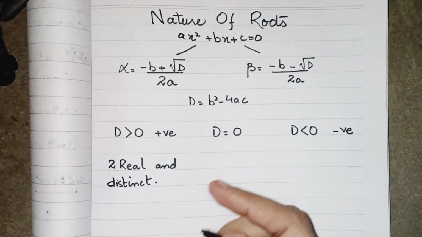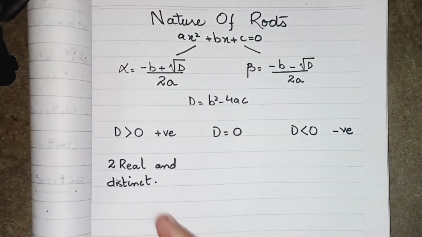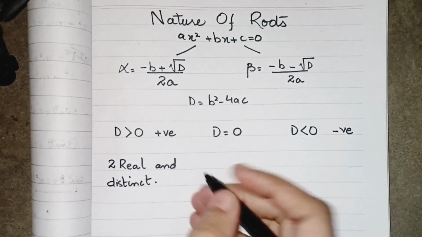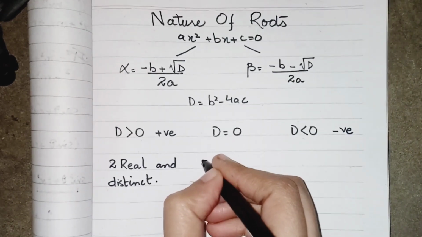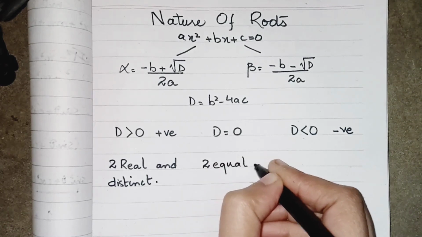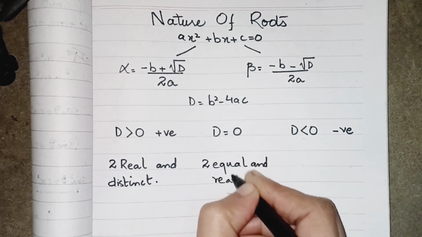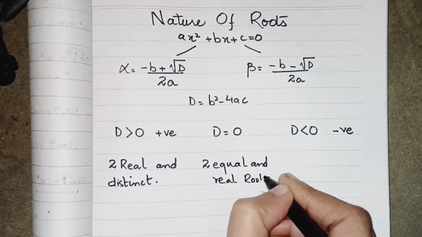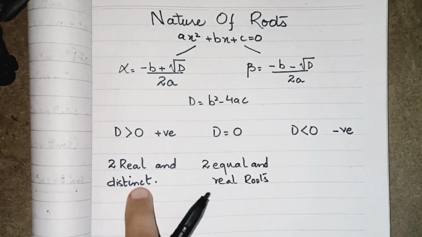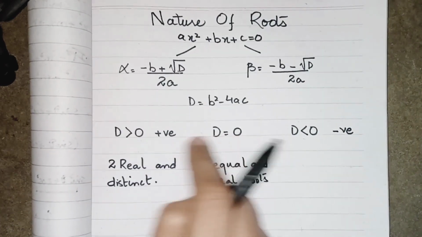If my D is equivalent to 0, which means the root part is skipped, we can say that we have 2 equal and real roots, which means whether D equals 0 or is positive, in both cases we have real roots.